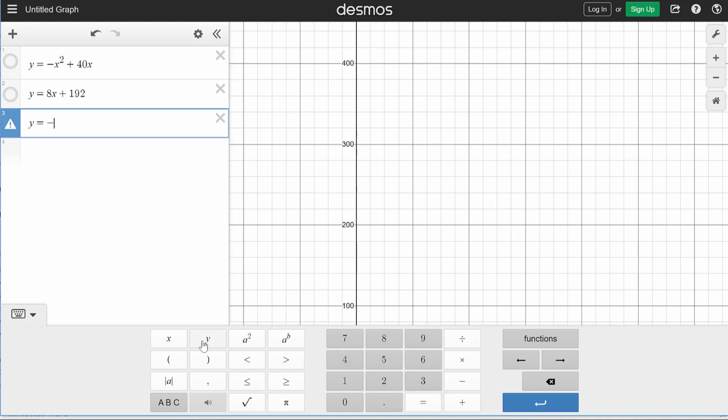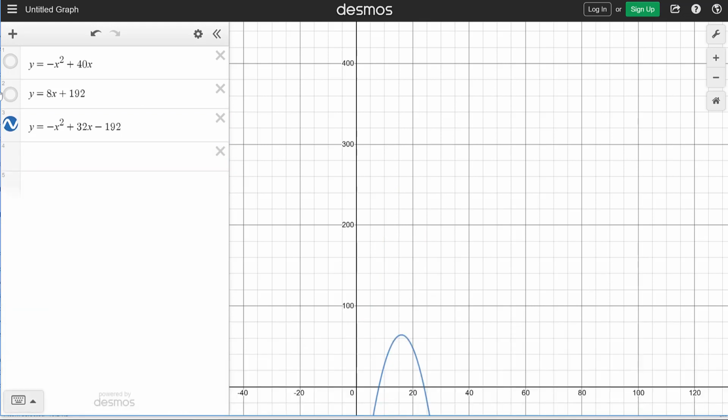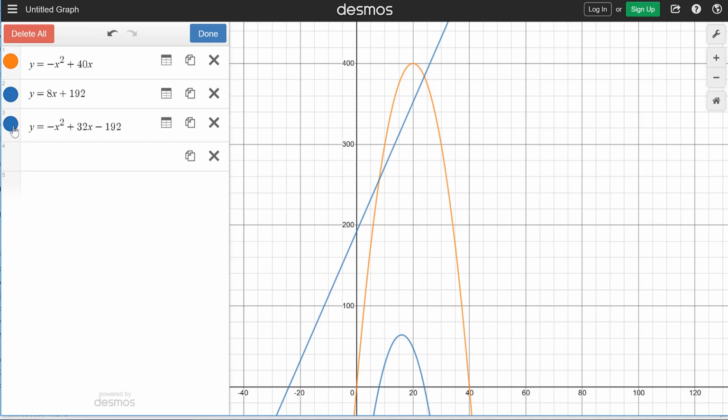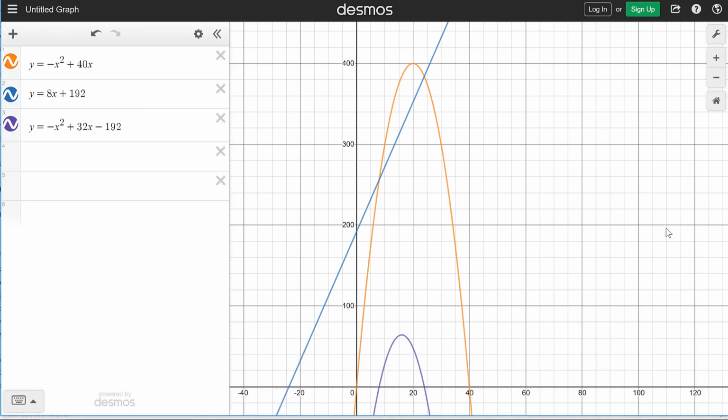So we have negative X squared plus 32X minus 192. And that's what it looks like down there. If you want to see all three of them at the same time, you can have those other ones turned on. Let's make this one purple to match our other functions. Okay, so notice that our graph is much smaller than the other because we're only talking about profit and we're not talking about revenue or how much it's going to cost.